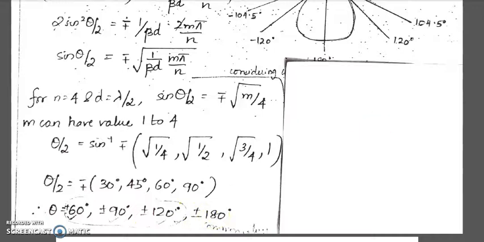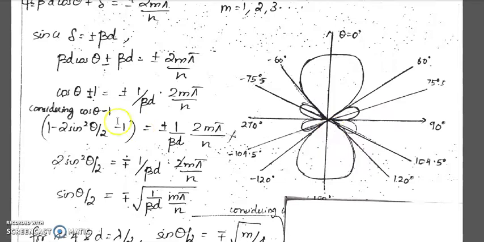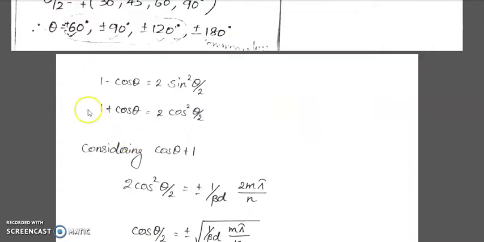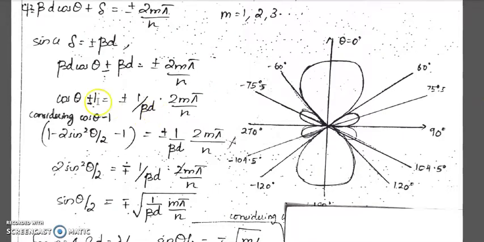Then we can check the second condition, that is cos theta plus 1. What is the 1 plus cos theta equation? 1 plus cos theta is equal to 2 cos square theta by 2. So you will get 2 cos square theta by 2 is equal to plus or minus 1 by beta d into 2m pi by n.